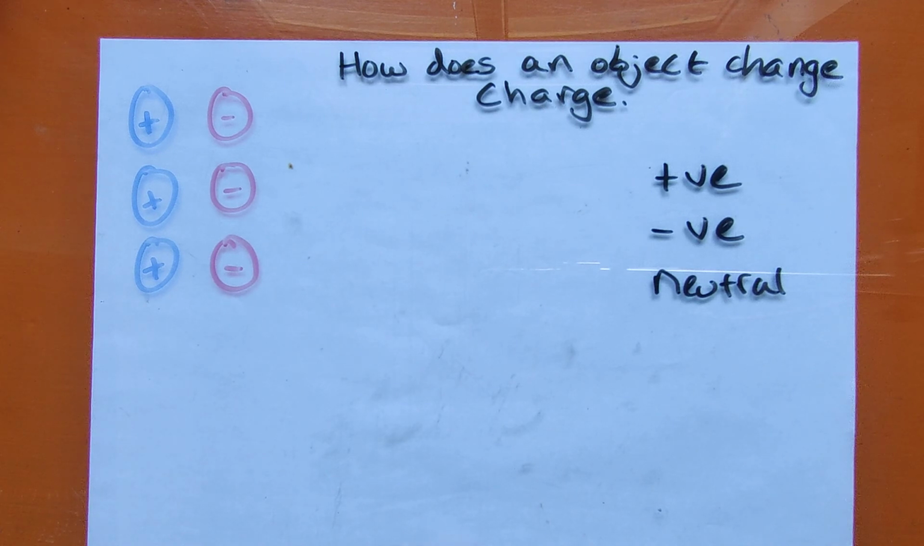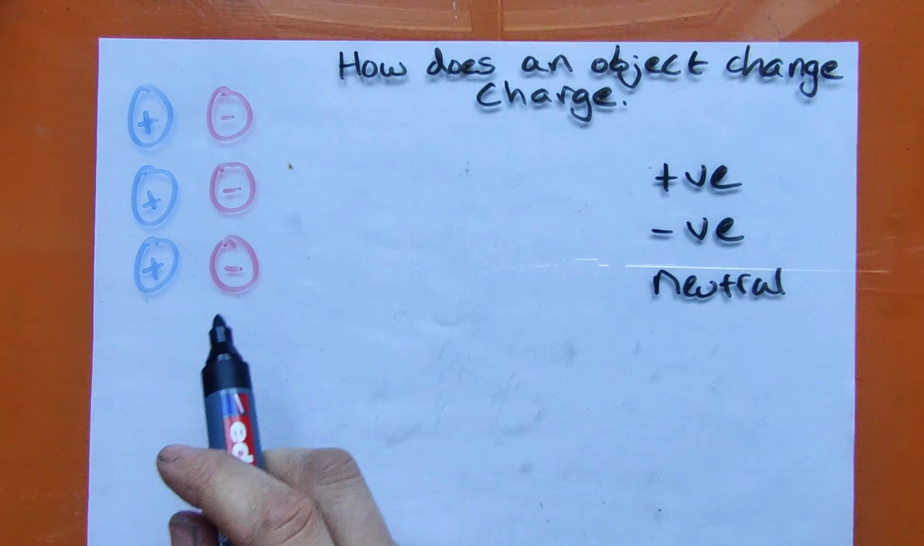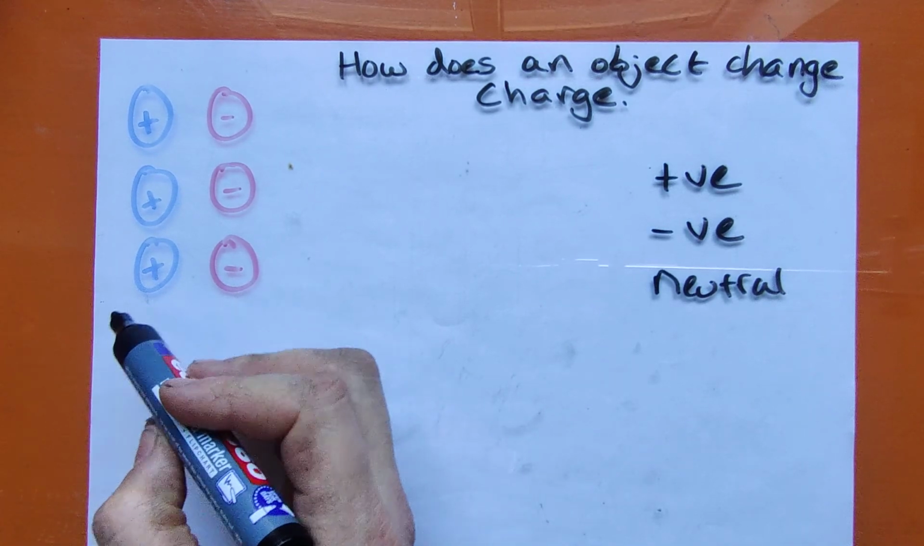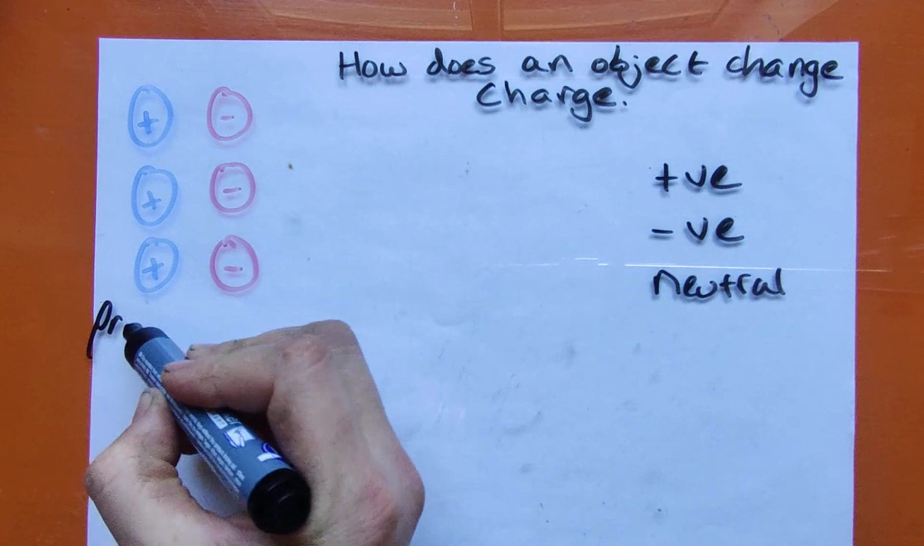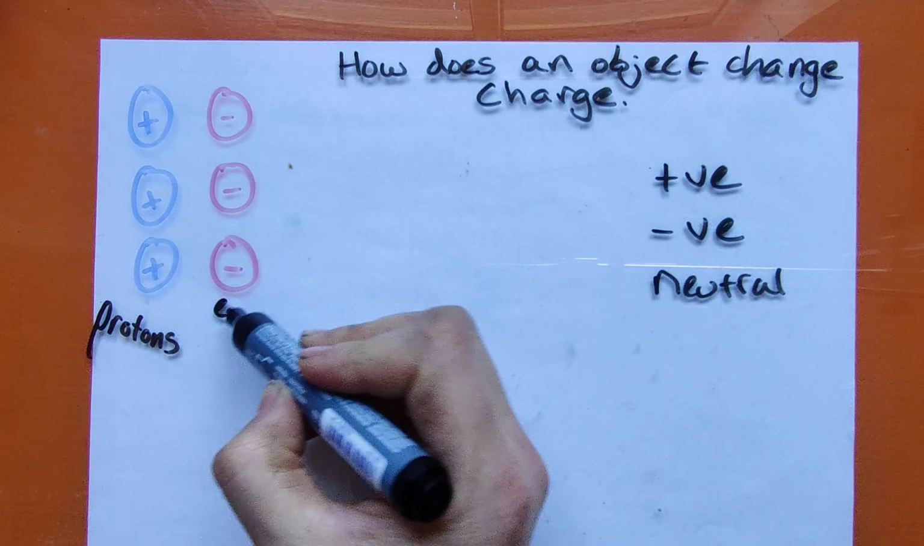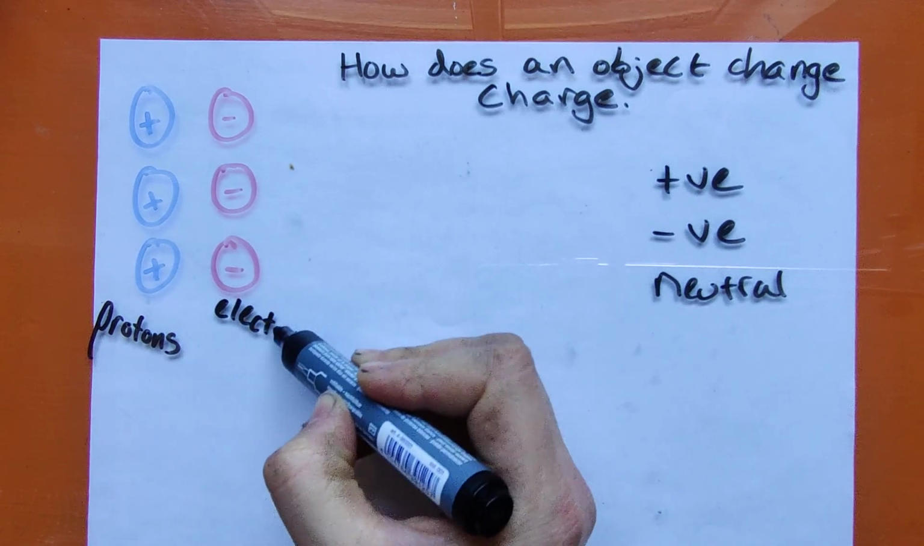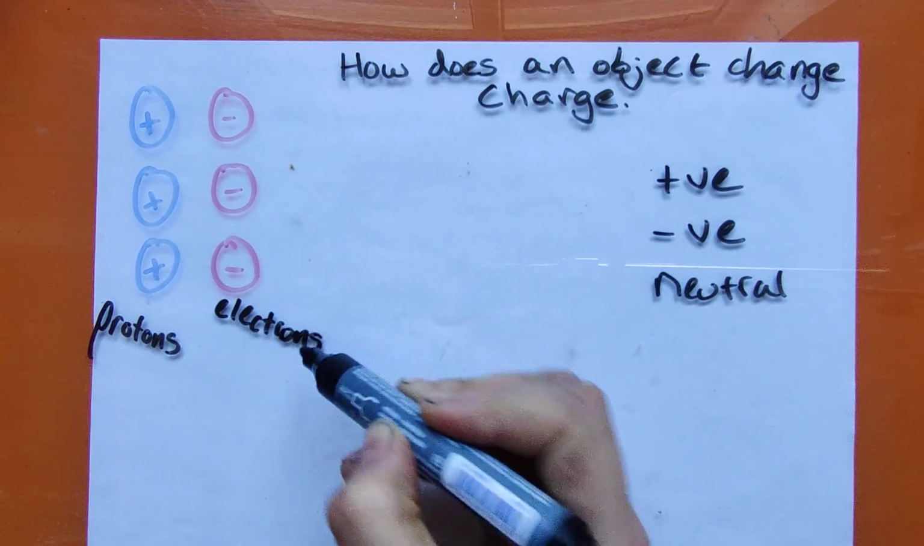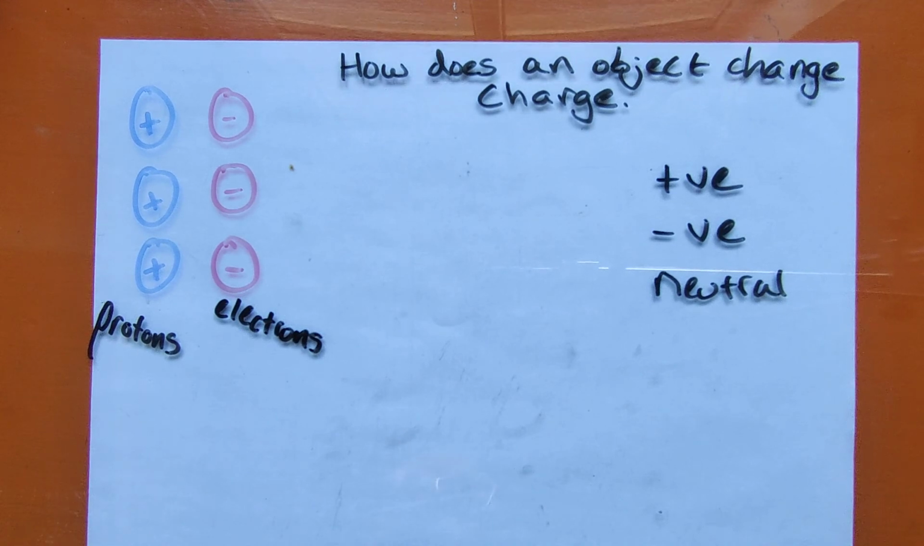And the way it changes its charge is by the number of positively charged subatomic particles or the number of negatively charged subatomic particles. So, the positive ones are called protons. They're in the nucleus, and the negatively charged ones are called electrons, which are represented here by the two circles, blue and red.